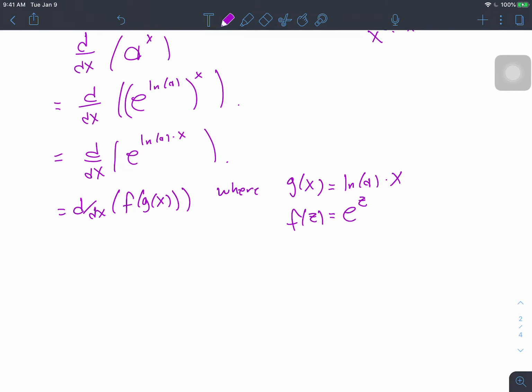Okay, so I know that the derivative should be f prime of g of x times g prime of x. So if I take the derivatives of these two functions, g prime of x is going to be equal to just ln of a, because it's just some number times x, and by the power rule becomes just that number. Okay, it's just like how the derivative of 3x is 3, or the derivative of pi x is pi.